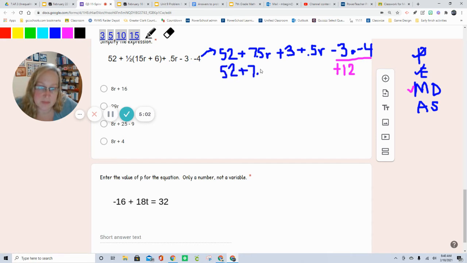I'm sorry. I guess I could pause while I write, and it would be faster for you guys. Okay, and now I start looking for like terms. So I see 7.5 and 0.5. I'm going to put those together. 7.5 plus 0.5 is 8R. Then I have regular numbers, which are 52, 3, and 12. So I'm going to add the 3 and the 12 together in my head. That is 15. And the 52.